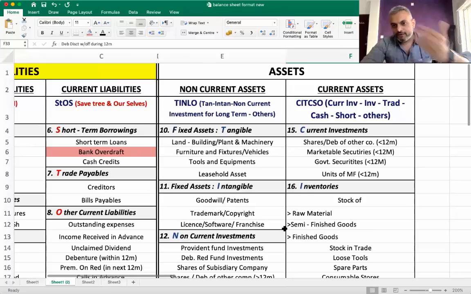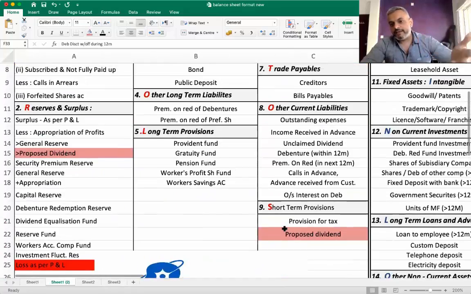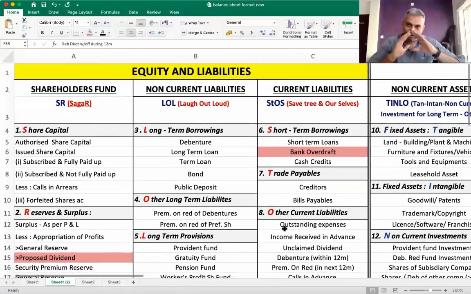Now, at the first glance, you may feel, sir, how to remember so much? See, it is nothing new. So far, you were dealing with the majority of them in a T-shaped format of balance sheet for partnership firm and sole proprietor. Just a shift in the format is there because now we have to follow Companies Act. So once you start writing, you start gaining confidence.